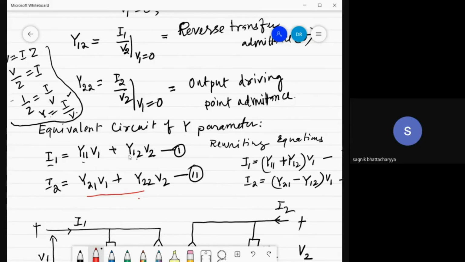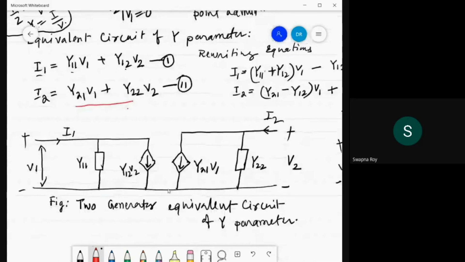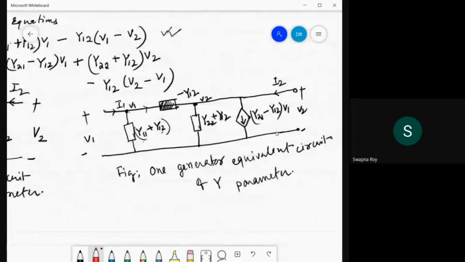In this equivalent circuit we can see there are two generators. Current control. Now if you see this one, there is only one generator. Basically we can represent the circuits in different ways, so we must know the method.